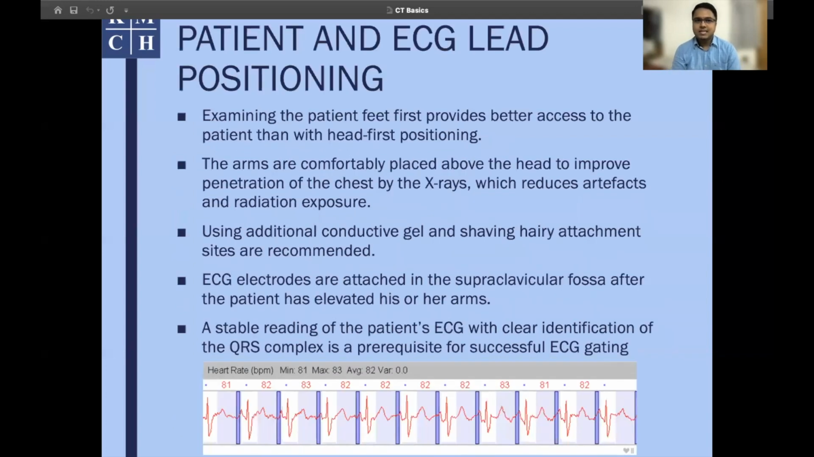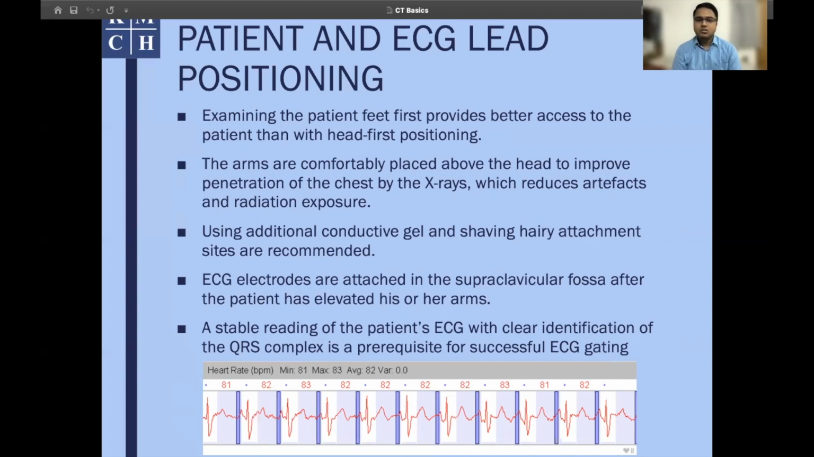Coming to patient and ECG lead positioning, examine the patient feet first because it provides better access to the patient than with the head first positioning, and also helps in patients who are a little claustrophobic. The arms are comfortably placed above the head to improve the penetration of the chest by the X-rays, and this also reduces artifacts as well as radiation. Using additional conductive gel and shaving off the hairy areas in the chest will improve your ECG quality.